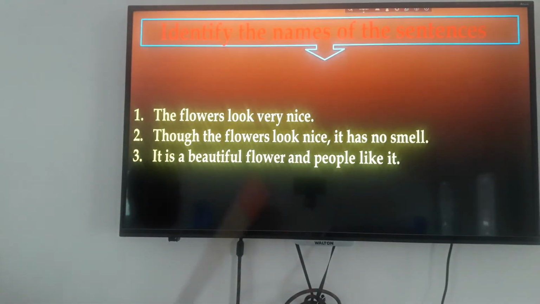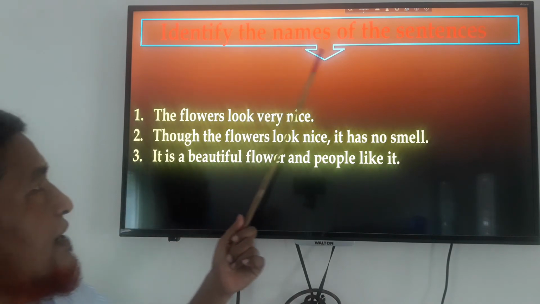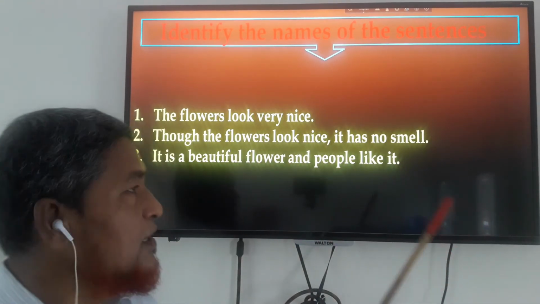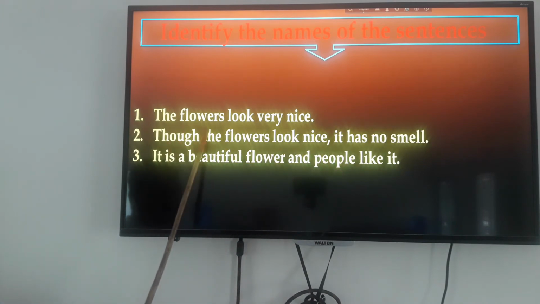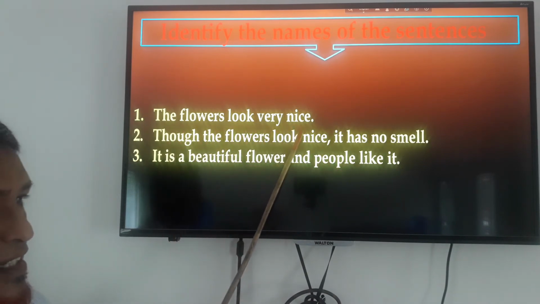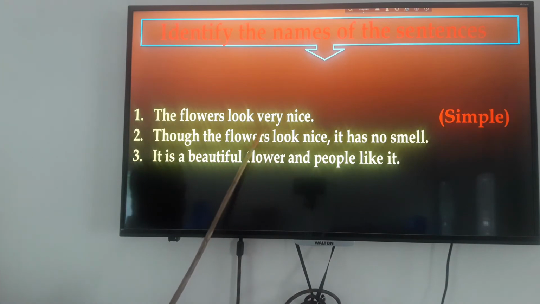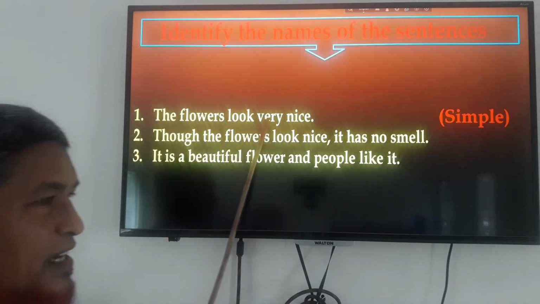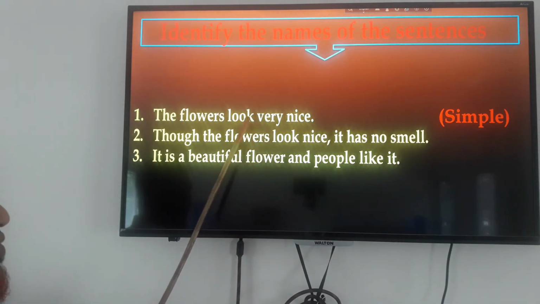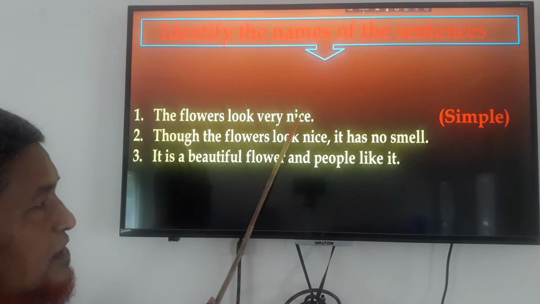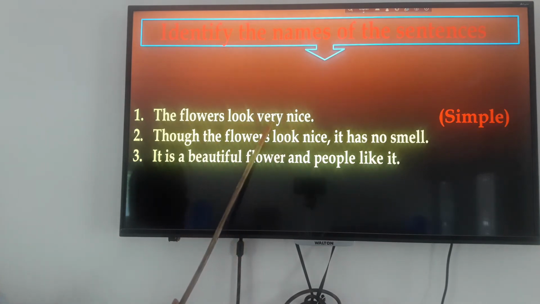So, identify the names of the sentences. Which sentence is it? First of all, the flowers look very nice. It is a simple sentence because it has a full meaning and it is an independent clause. It has an independent clause, and in total it is a simple sentence.